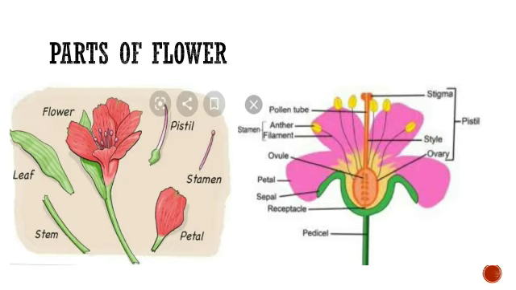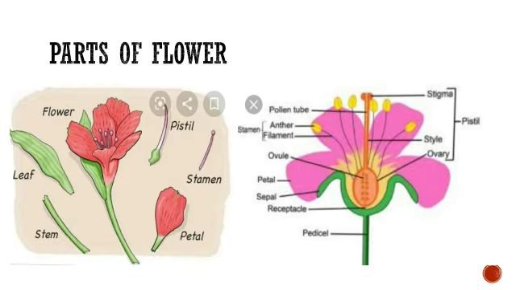Petals and other parts of the flower are supported on the receptacle. Calyx, corolla, androecium, gynoecium are different parts of flower. Now one by one we are going to learn about it.